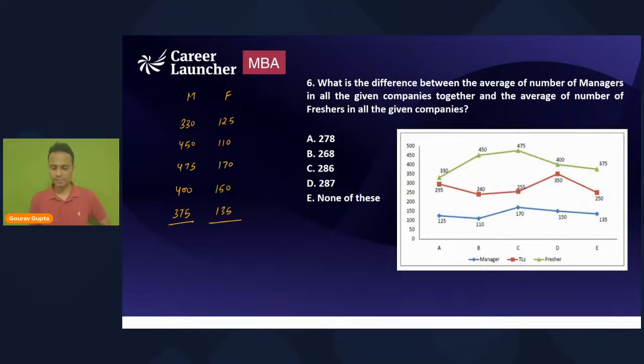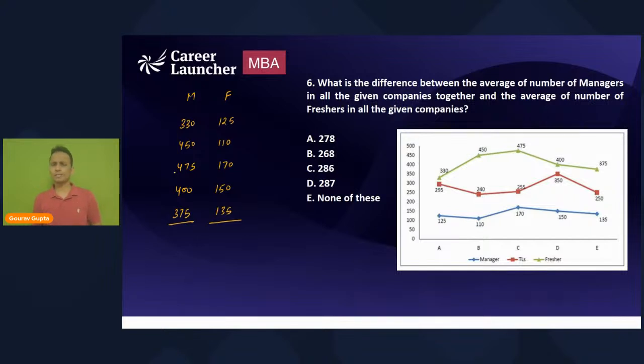All right, any answer? So I have written the number of managers and the number of freshers. So how to find out the average? Average is sum divided by the number of terms. So for number of managers, I'll add all of them. We'll divide it by 5, get the average. For freshers, I'll add all of them. We'll divide it by 5 and then get the average. Now, once I've obtained the two averages, I'll take their difference. So this is one simple way of doing this question.